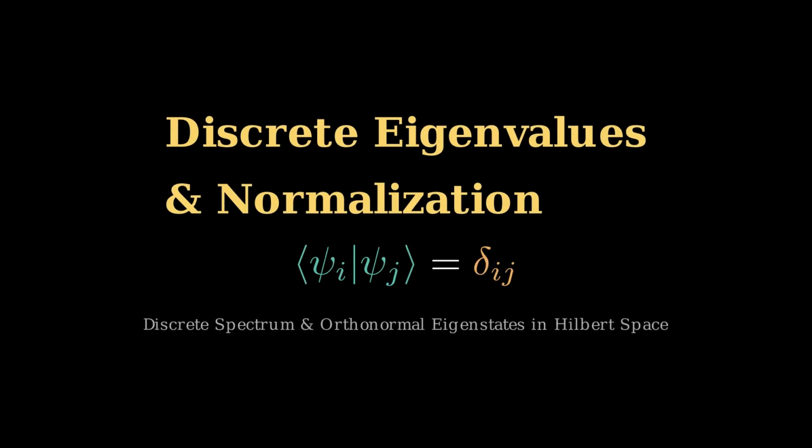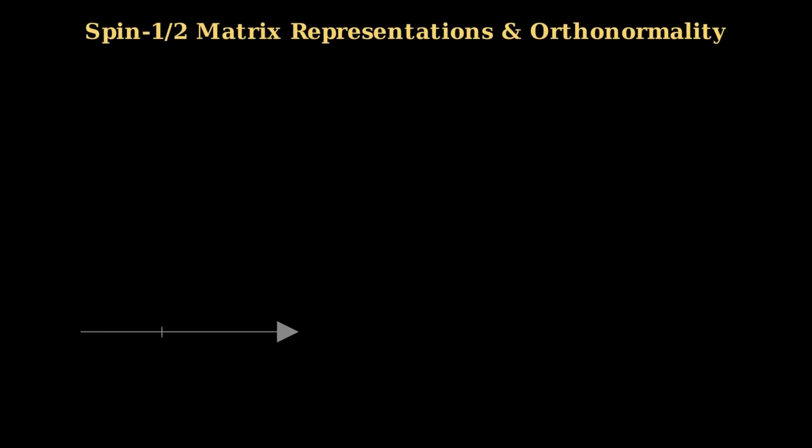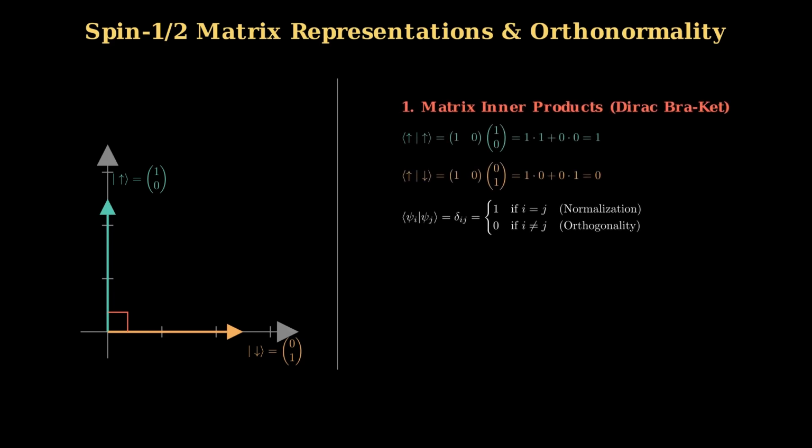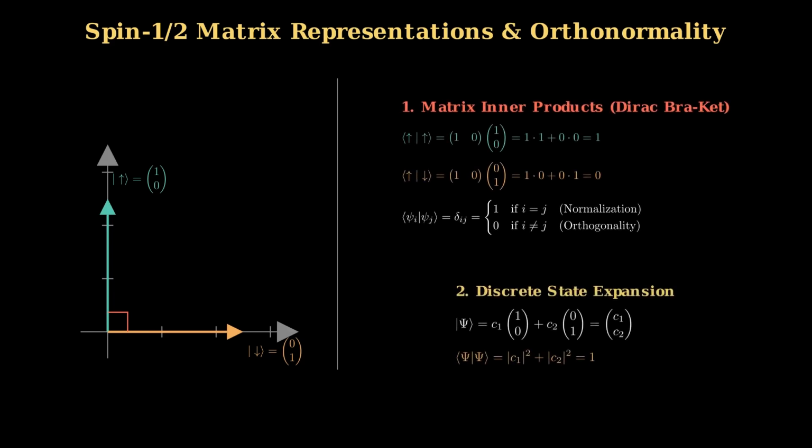Discrete eigenvalues and normalization. For discrete outcomes like spin or atomic energy levels, eigenstates form an orthonormal basis obeying the Kronecker delta. The inner product of psi sub i and psi sub j equals 1 when i equals j, and 0 when i does not equal j. An inner product of 1 ensures 100% total probability, while 0 ensures complete orthogonality. Any arbitrary state psi expands as a discrete sum of coefficients c sub n times basis states psi sub n.